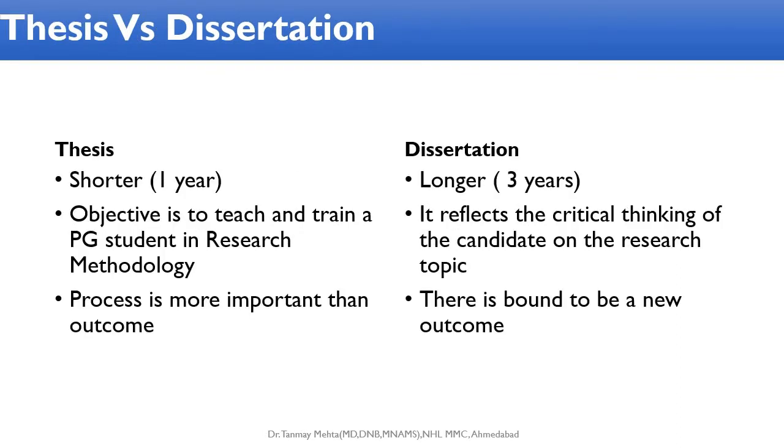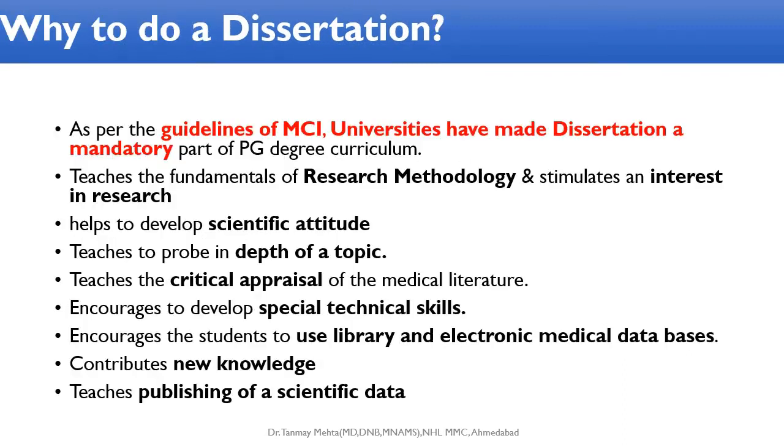There are two terms which are used interchangeably. One is thesis and the second is dissertation, but actually there is a little difference between them. A thesis is usually shorter. It is done at the end of 1 year, and the objective is to teach and train a student in research methodology, and the thesis process is more important than the outcome, while a dissertation is usually over a longer period of time. It is a very in-depth study which is usually done over a 3 or 4 year period, and it reflects the critical thinking of the candidate on the research topic, and there is bound to be a new outcome at the end of the dissertation.